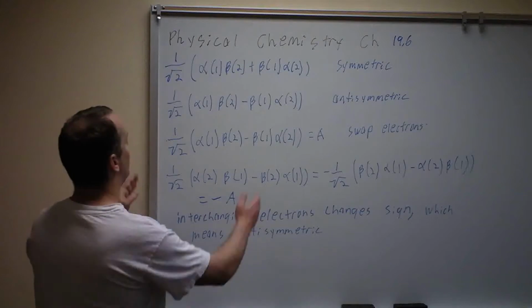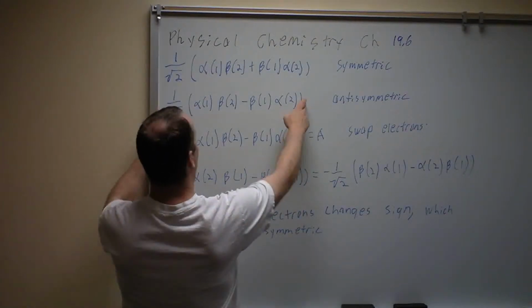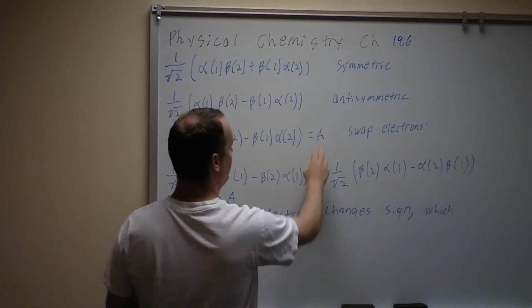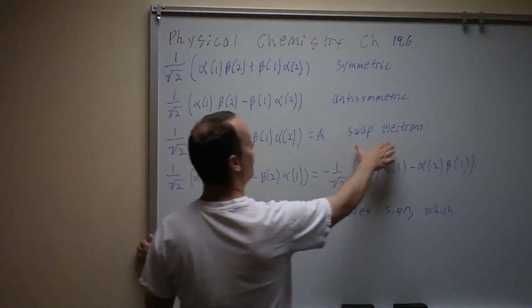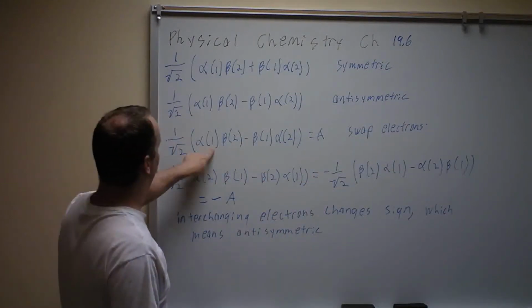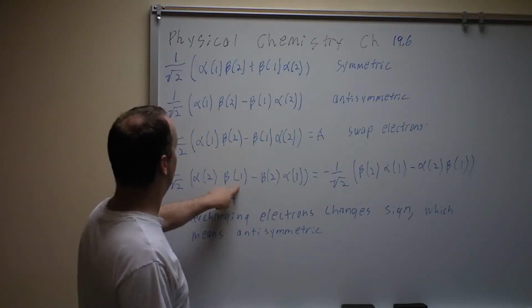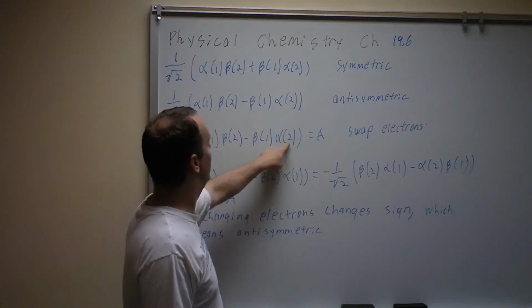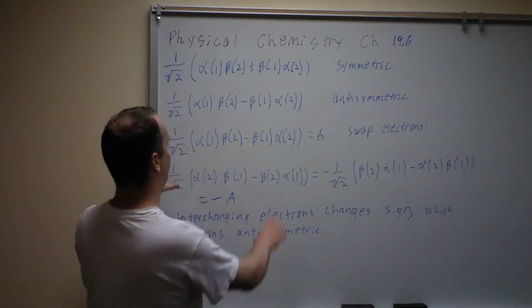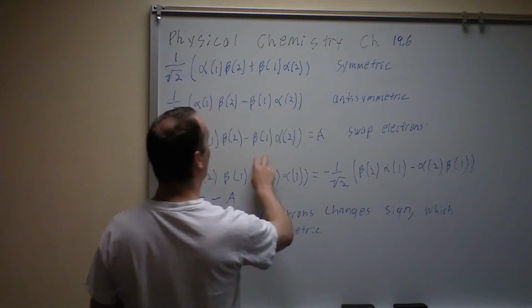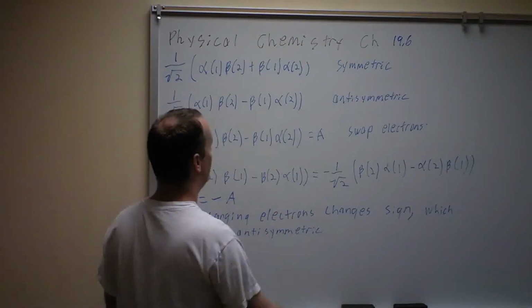Let me explain why. So let's take this whole function again. It's the same one, you'll notice. We'll just call that A for now, to simplify. Now we're going to swap the electrons. So see here where we had a 1, we've got a 2. Here we had a 2, we got a 1. Here we got a 1, we got a 2. Here we got a 2, we got a 1. So this is the exact same function as A. All we did was swap the two electrons.